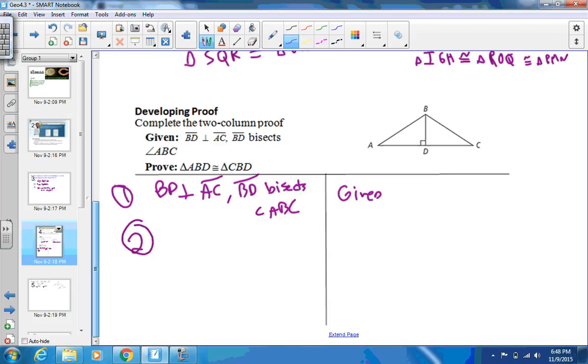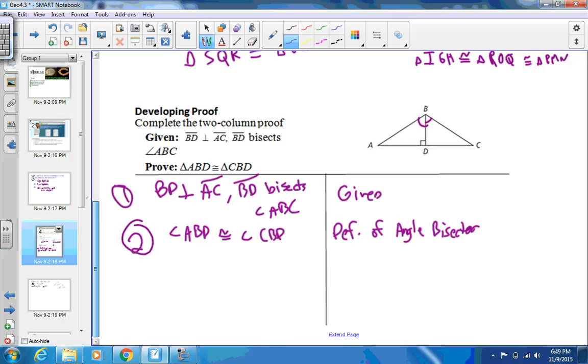If it bisects ABC, then that means that it cuts these two angles in half, and these are congruent angles. So then angle ABD would be congruent to angle CBD because of the definition of an angle bisector. So we have an angle congruent.